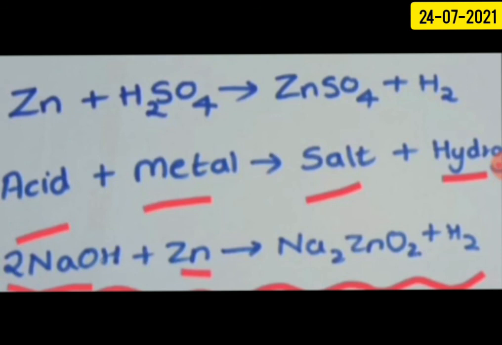So, in this class, we studied the different types of indicators and also the reactions of acids and bases with metals. So, read the textbook, write the notes and study well.